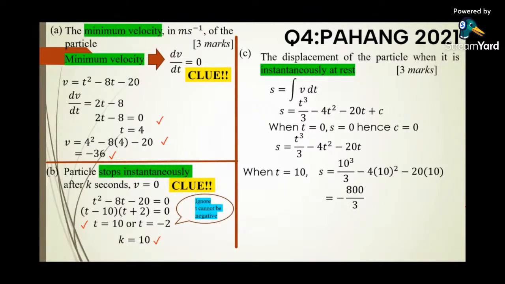Okay, that is something that I want to stress out. This is displacement. Displacement, dia ada negatif. Yang tak ada negatif is distance. Displacement negative means dia on the left of O. So that is why kita ada this explanation. When t equals to 10, the particle is 800 over 3 meters at the left of O. Kalau dapat displacement negatif, maksudnya left of O. Okay? Okay, so kita ke question D.